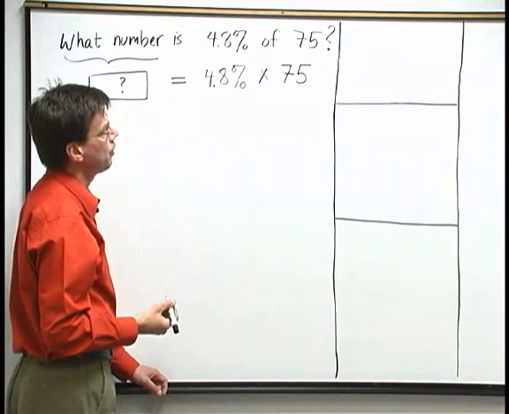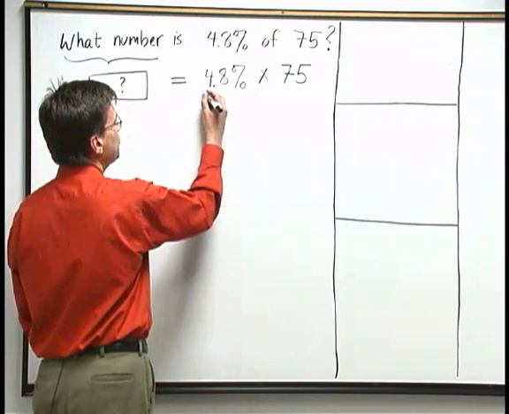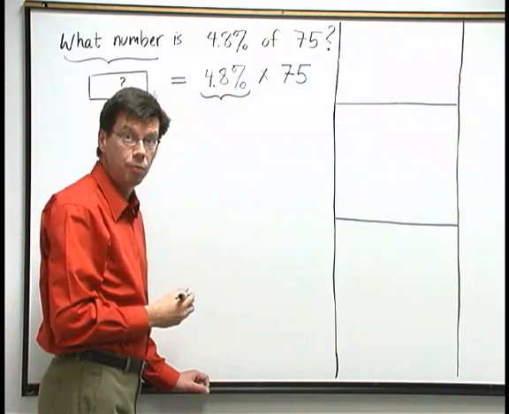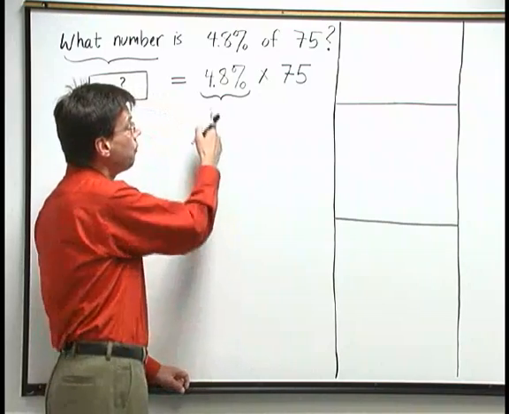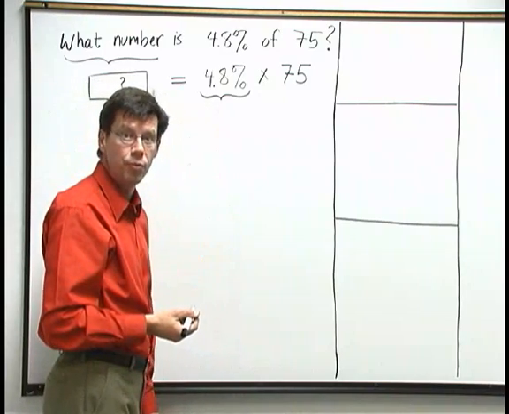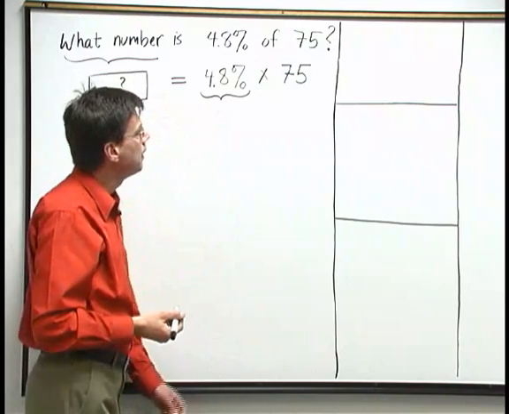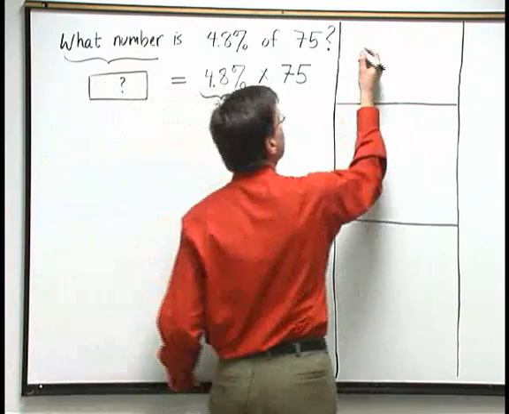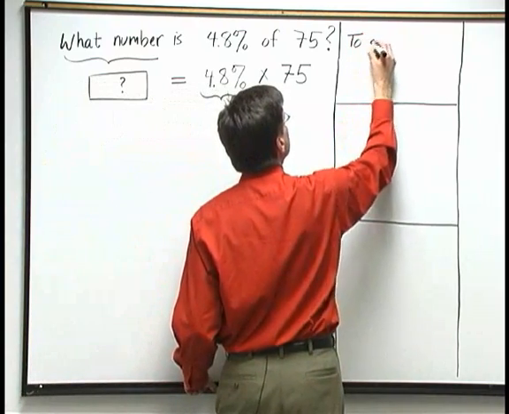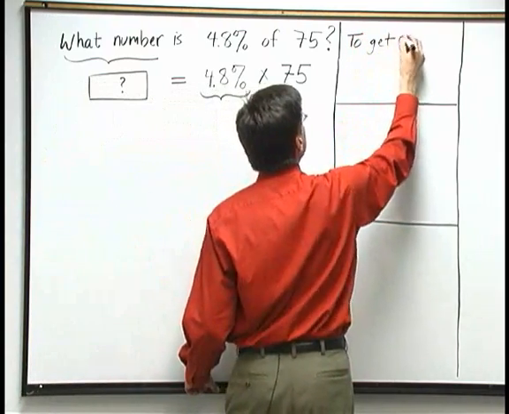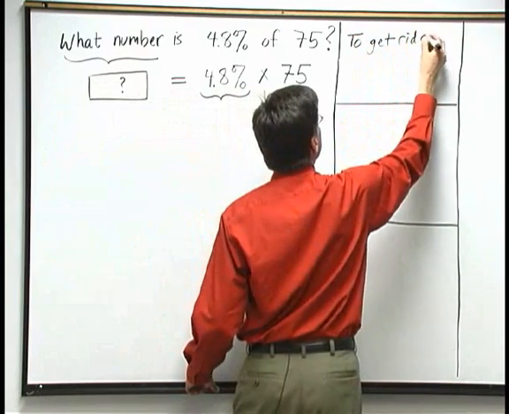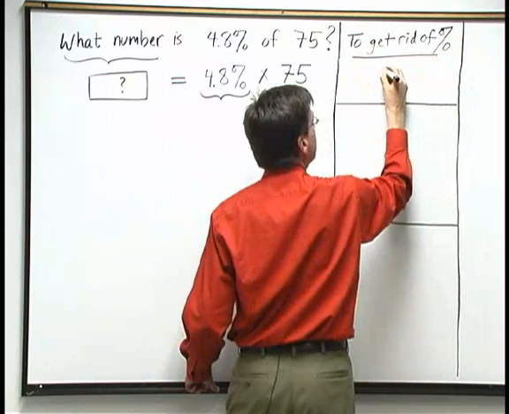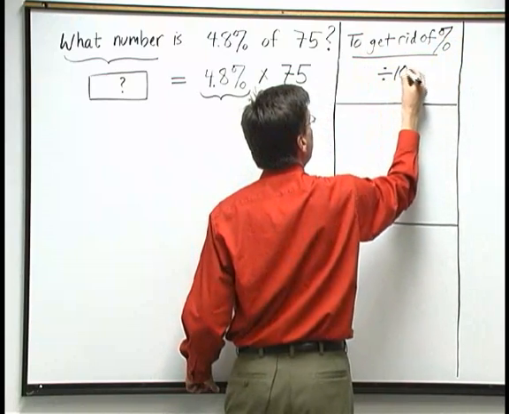But before we can multiply, we need to get the percent sign out of the problem. Whenever we start a problem with a percent, we want to get rid of the percent sign before we do the calculation. To get rid of a percent sign, we divide by 100.